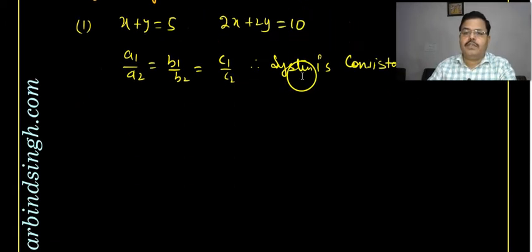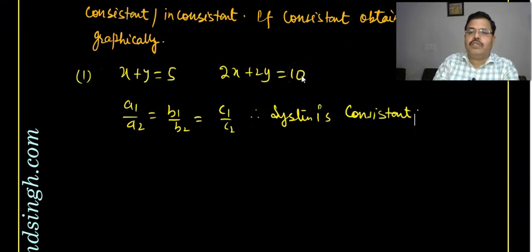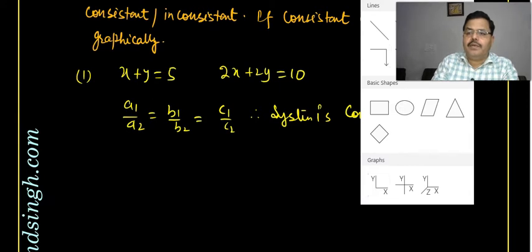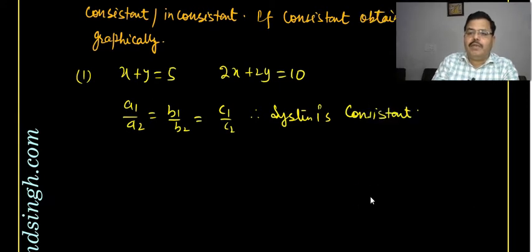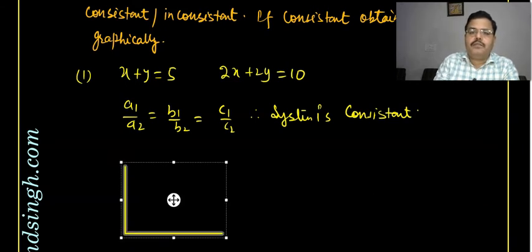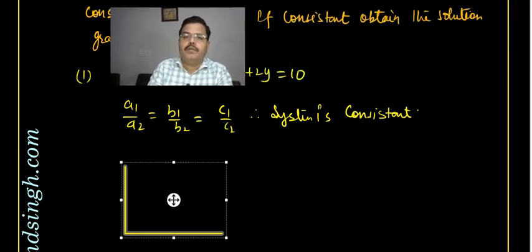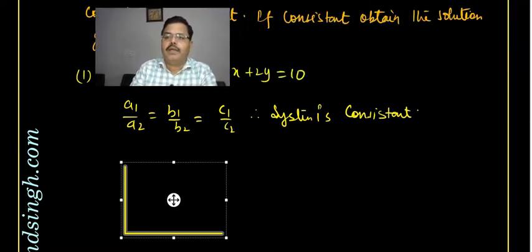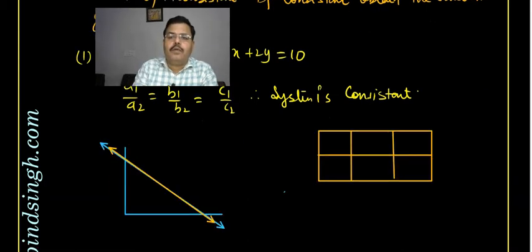So this will represent two coincident lines. So let me draw the graph of these two. There will be two coincident lines, so we can write here, and we will draw the lines. Let us calculate.